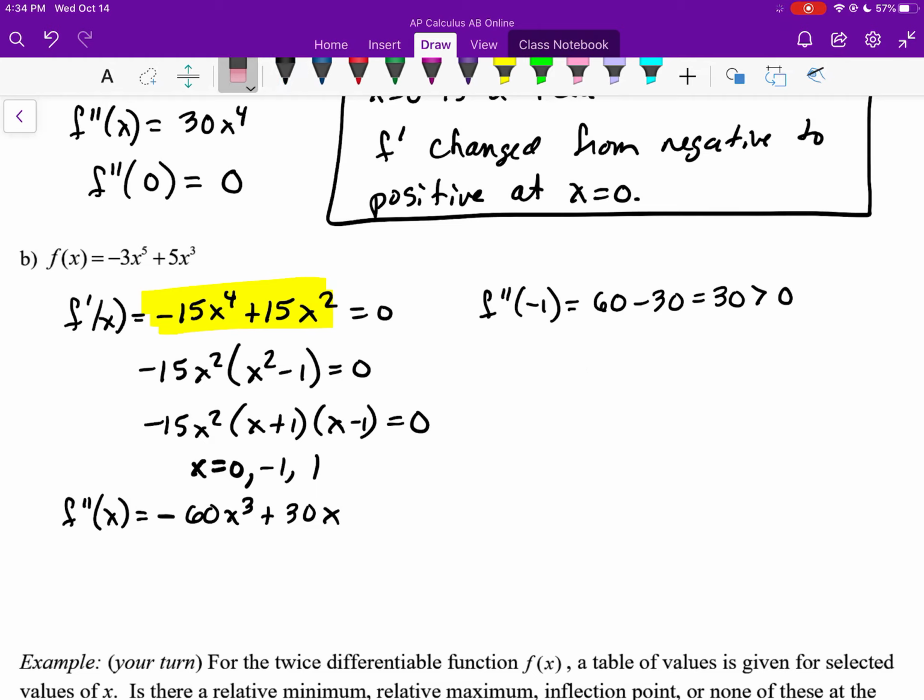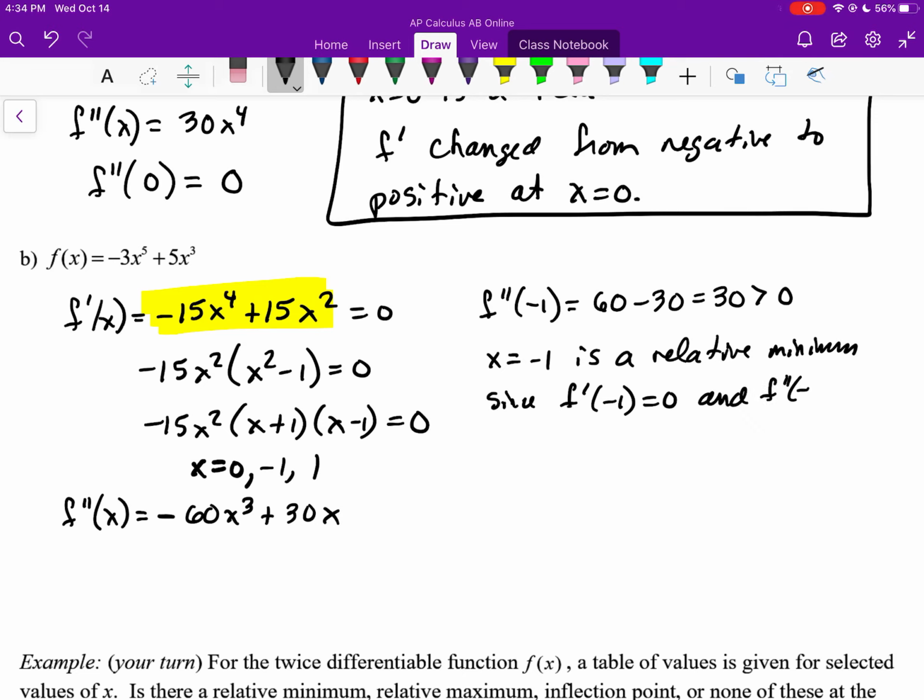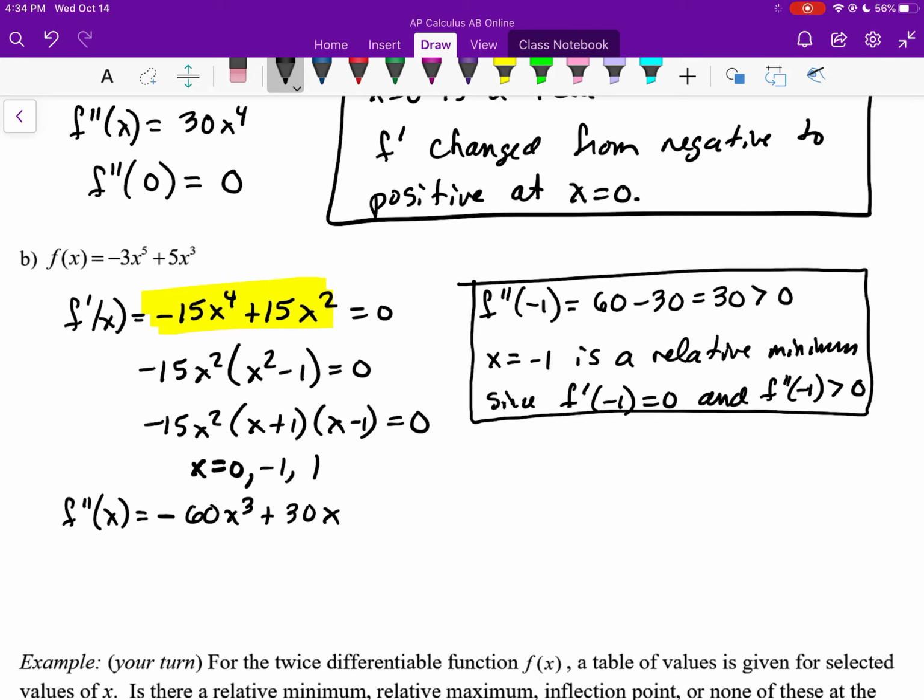And so we're going to say that x equals negative 1 is a relative minimum since f prime of negative 1 is equal to 0, and f double prime of negative 1 is greater than 0. Horizontal tangent line curved up, that will be a relative minimum. So that over there is the first value. What about the middle value?